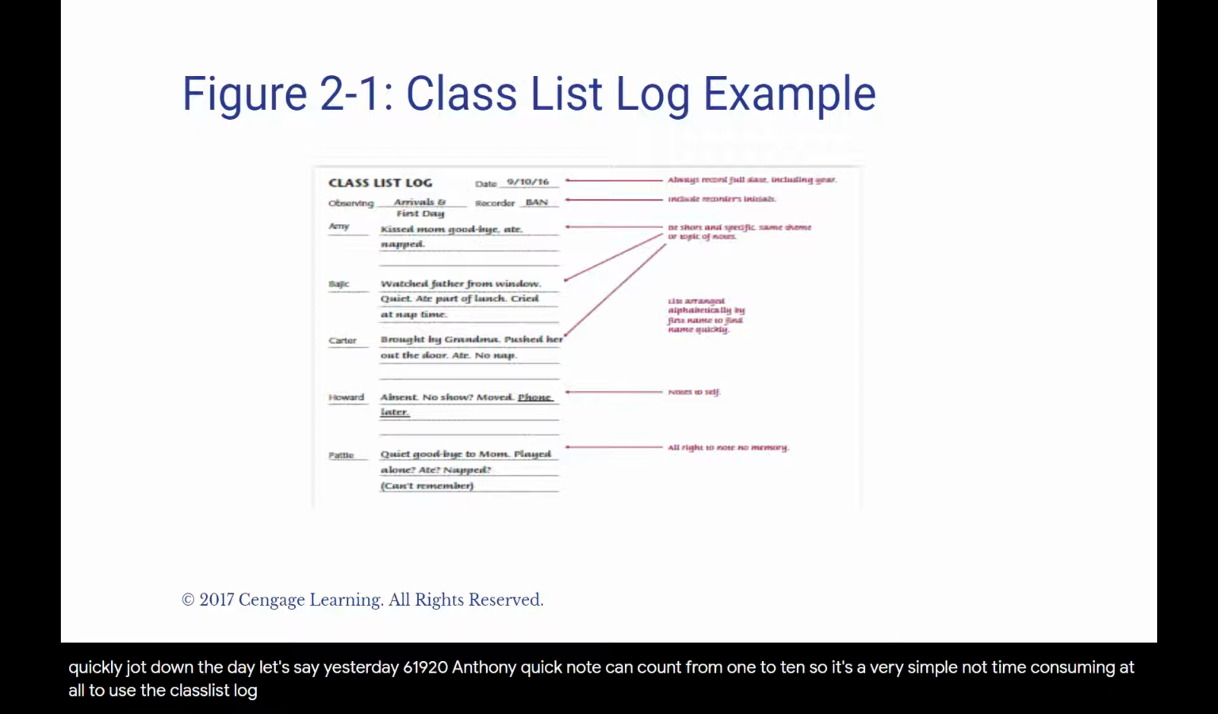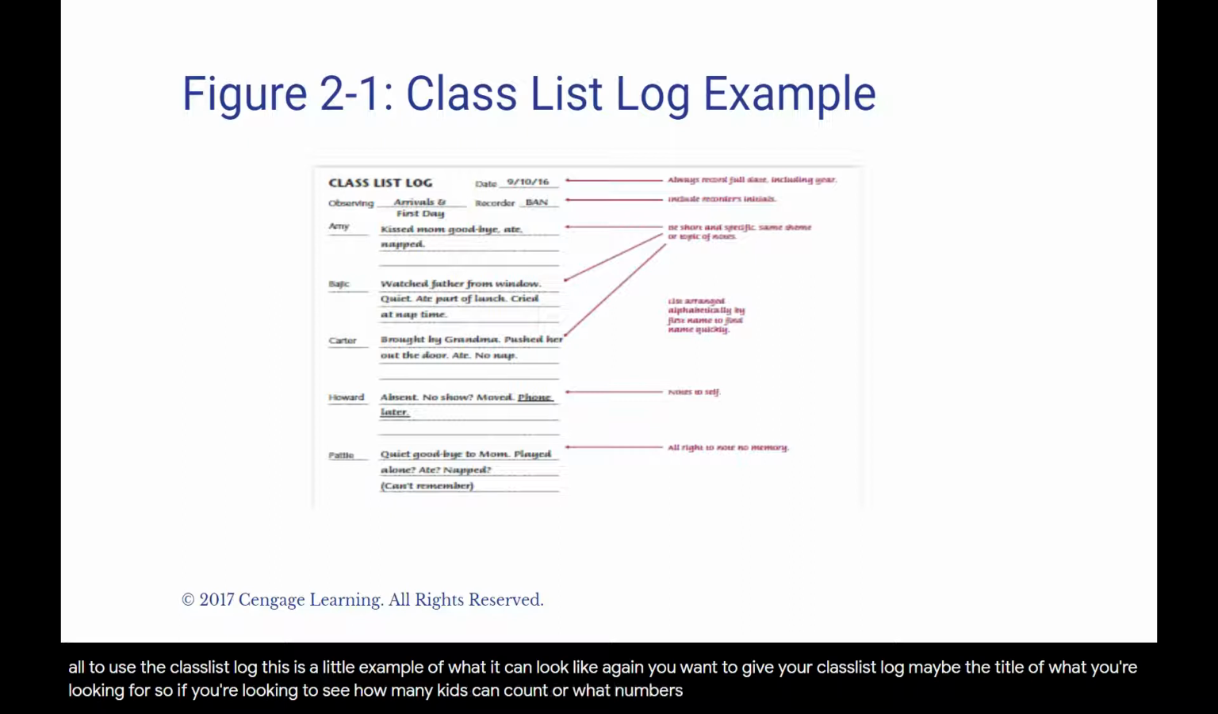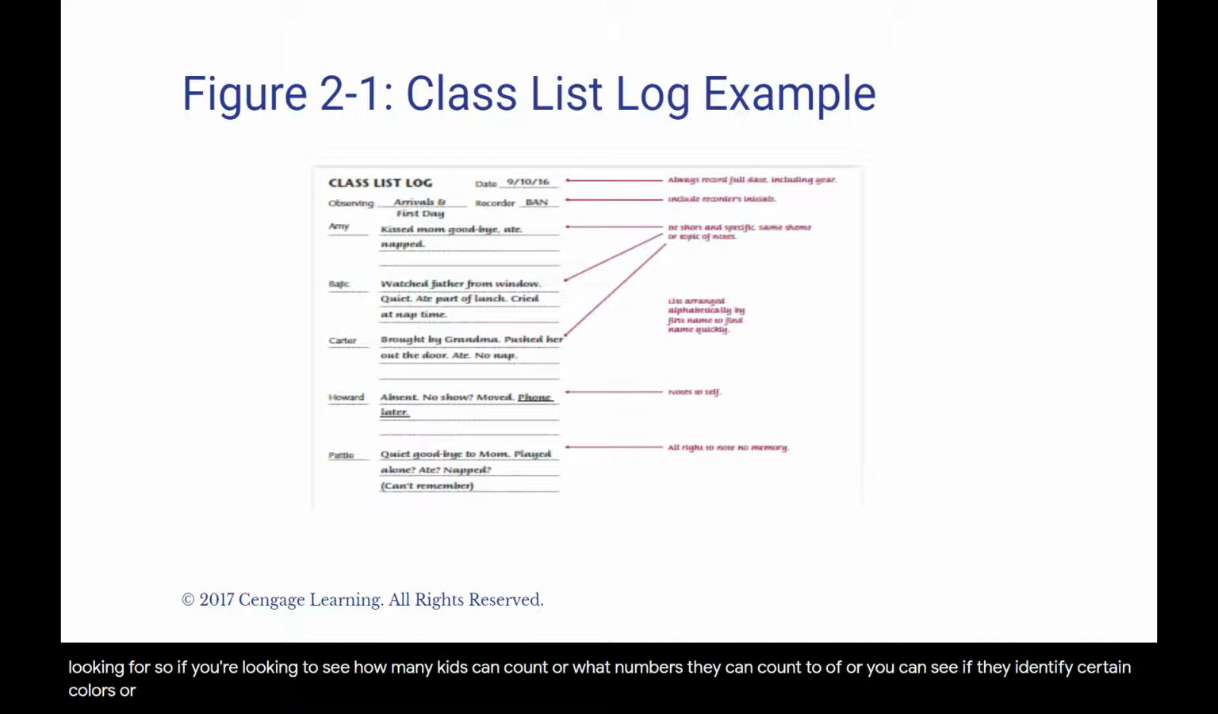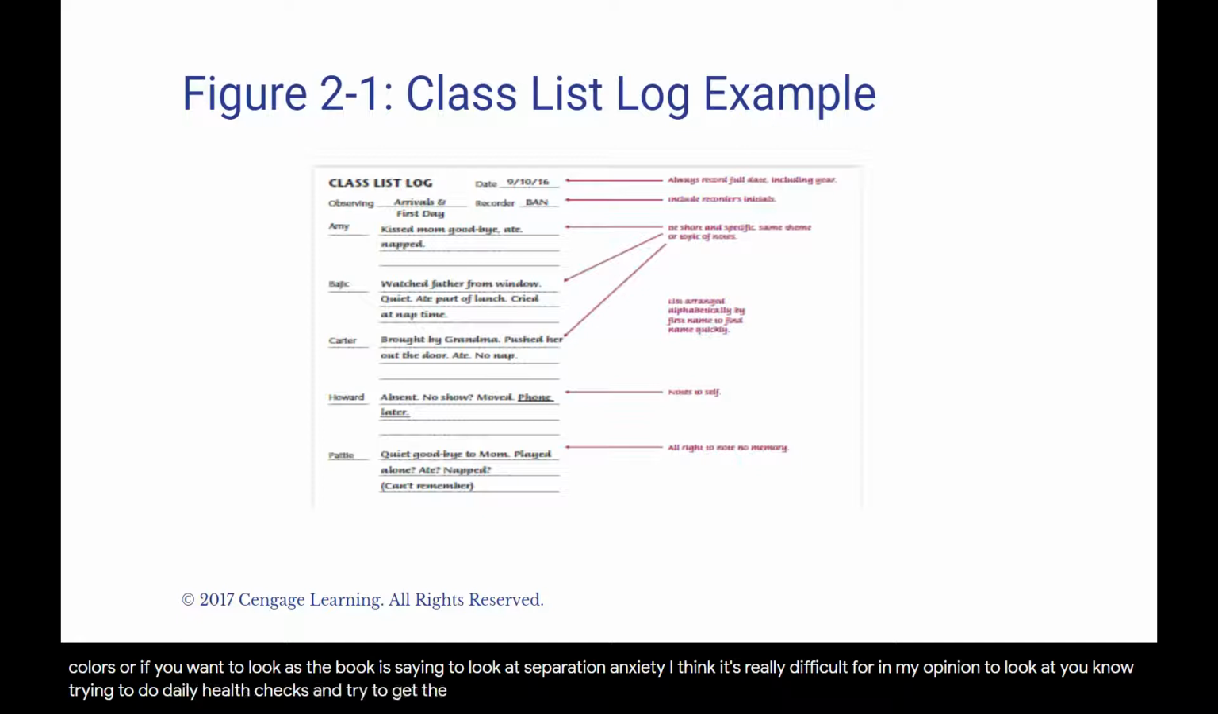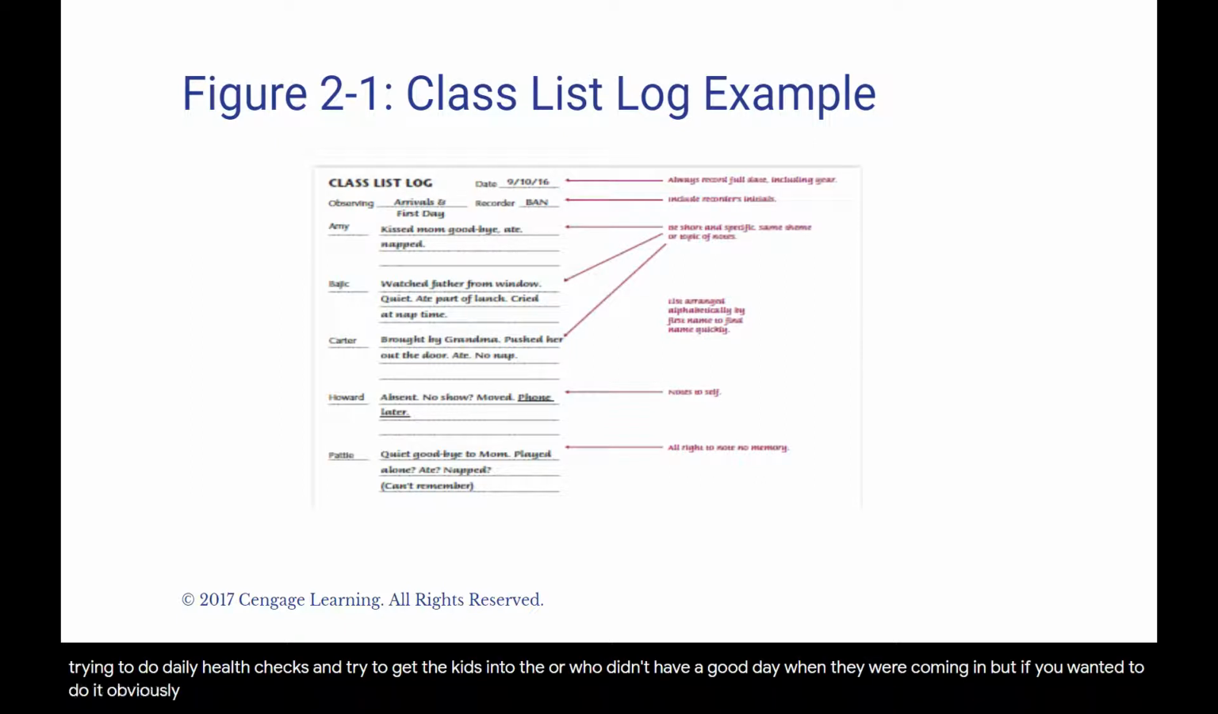So the book gives us a little example of what it can look like. Again, you want to give your class list log maybe the title of what you're looking for. So if you're looking to see how many kids can count or what numbers they can count to, or if they identify certain colors, or if you want to look, as the book is saying, at separation anxiety. I think it's really difficult, in my opinion, to try to do daily health checks and get the kids into the classroom and then sit there and determine who had a good day and who didn't have a good day when they were coming in. But if you wanted to do it, obviously, as the book explains, it can be done, and it's very easy.